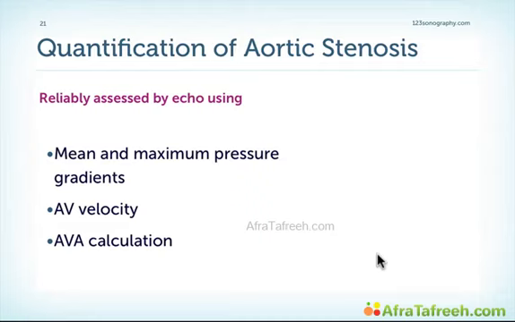So today, echo is really the gold standard and reliably can be used to quantify aortic stenosis, and we have to assess the mean and maximum pressure gradients, the aortic valve velocity using several Doppler windows, and finally we can calculate the aortic valve area reliably in echo.